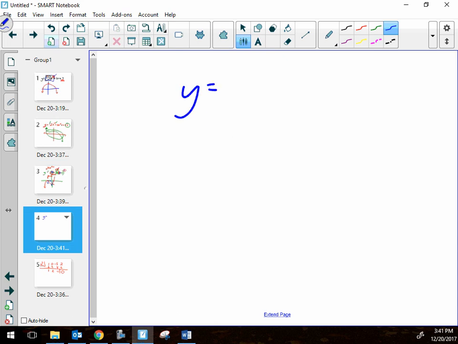Imagine the cumulative test has something like this on it. And I threw in a negative in front. Pay attention. That's so easy to mess up. All right, I'm going to pause for a second while you sketch a graph for me of that one.